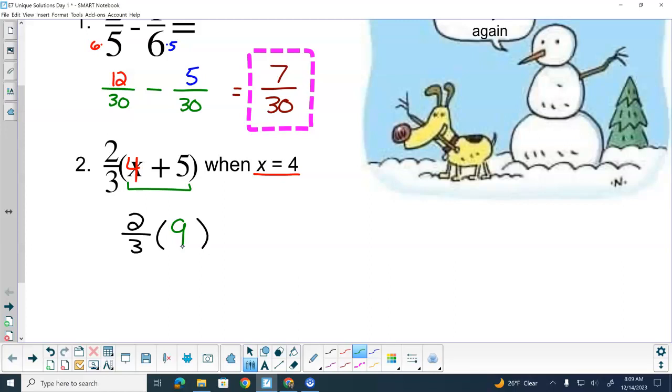Okay? 2/3 times 9. Put 9 over 1. Okay? Then what? 2 times 9 is 18. And then what? 3 times 1 is 3. Can 18 be divided by 3? Yeah, how many times? 6. So my answer is just 6.